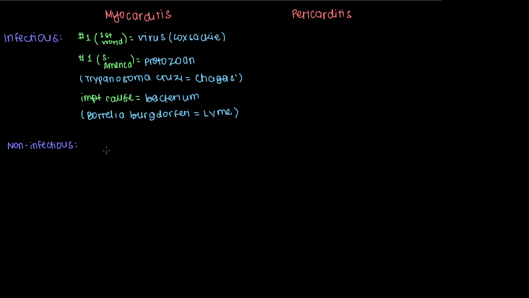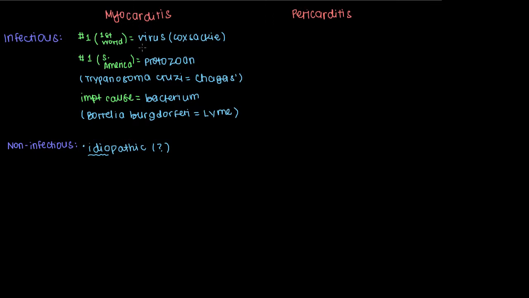So let's skip on down here to our non-infectious causes. The first one I'd want to mention for myocarditis is idiopathic. And what does that mean exactly? Well, the way I remember it is that an idiopathic cause is one that makes us feel like idiots because we can't actually figure out what it is. So idiopathic means the cause of a disease that is unknown. So I'll write in parentheses here a question mark. So idiopathic myocarditis is myocarditis of an unknown origin.